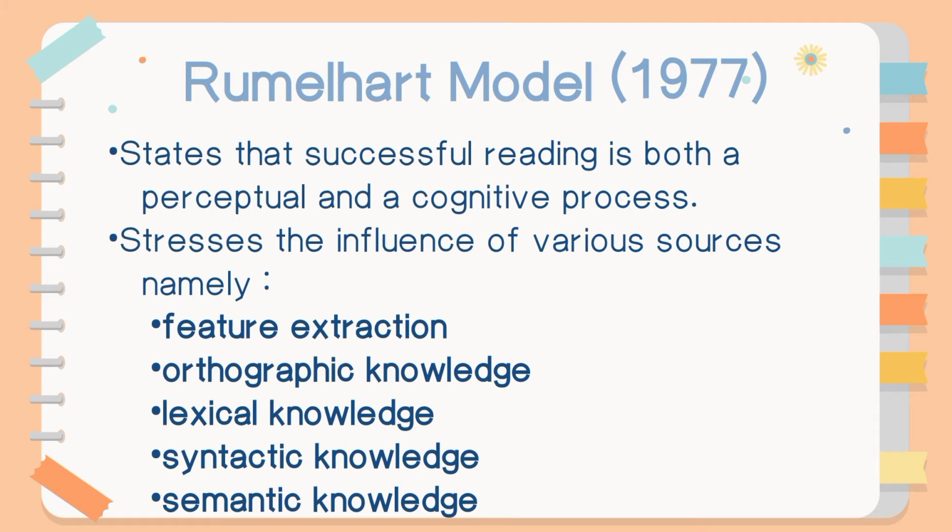First is the Rumelhart model, which states that successful reading is both a perceptual and cognitive process. So it means that reading is the process of understanding written language. It begins with a flutter of patterns on the retina, and when successful, it ends with a definite idea about the author's intended message. Thus, reading is at once perceptual and cognitive. So it stresses the influence of various sources, namely feature extraction, orthographic knowledge, lexical knowledge, syntactic knowledge, and semantic knowledge.